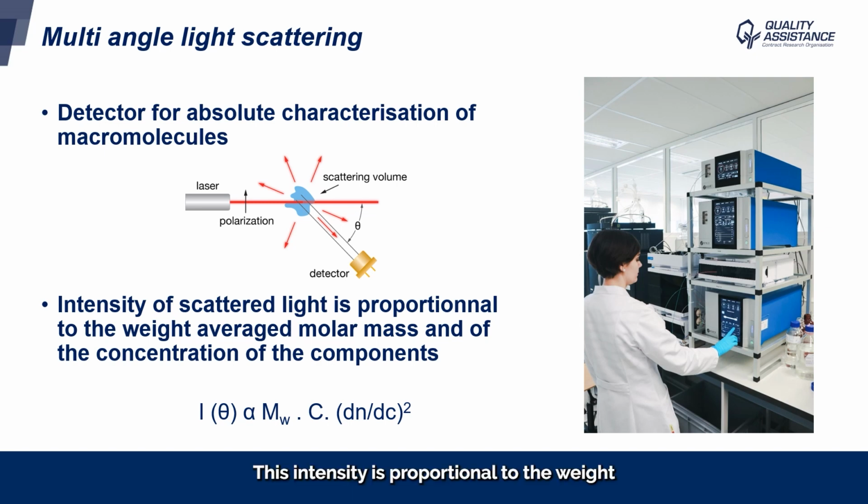This intensity is proportional to the weight average molar mass and to the concentration of components in solution. This is how the combination of mass detector and RI allows for mass determination of the component of interest. In addition, the data obtained gives information on the polydispersity and oligomeric state of the molecules.